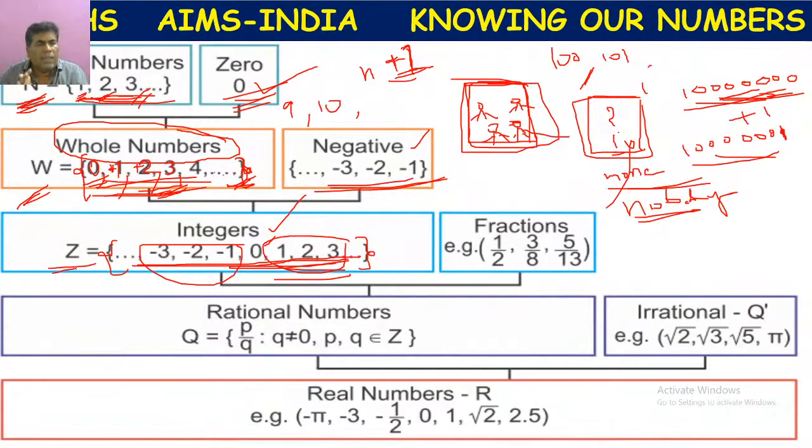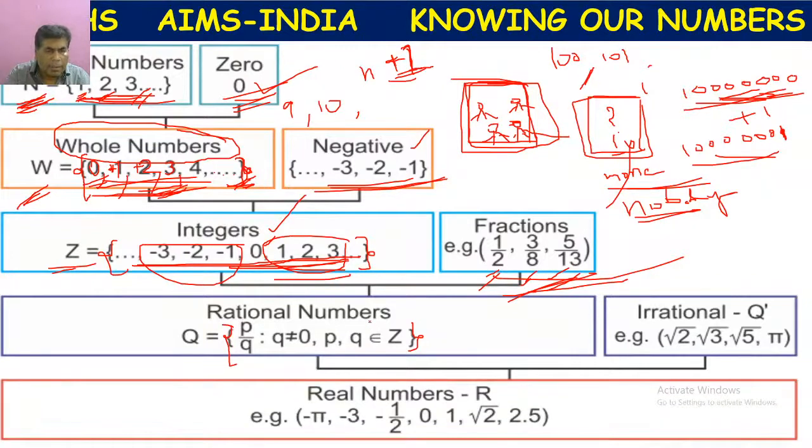So here, what is the set of integers? The set of integers consists of 0, positive numbers and negative numbers. But in integers also, there is no place for fractions like 1/2, 3/8, 5/3. For these kinds of numbers, there is no place in integers. So to integers, they have added fractions also, and they have framed one more system called rational numbers.